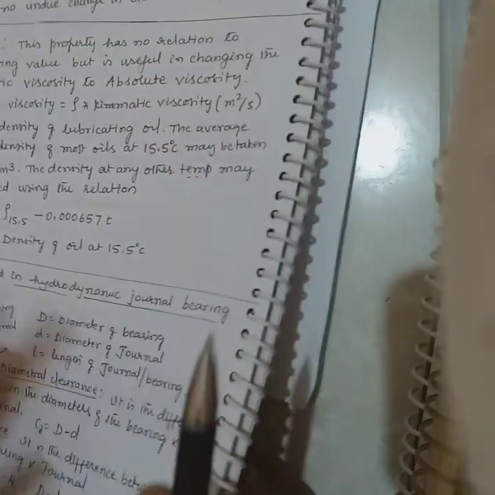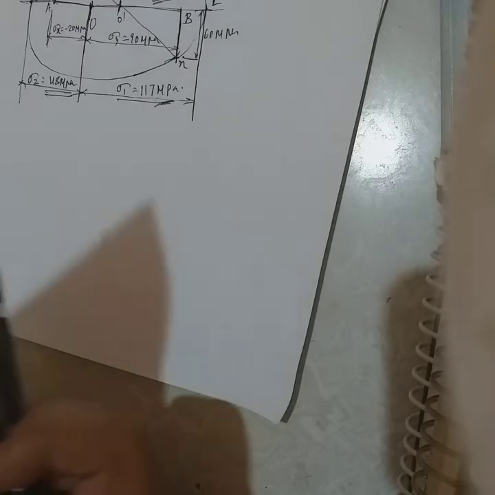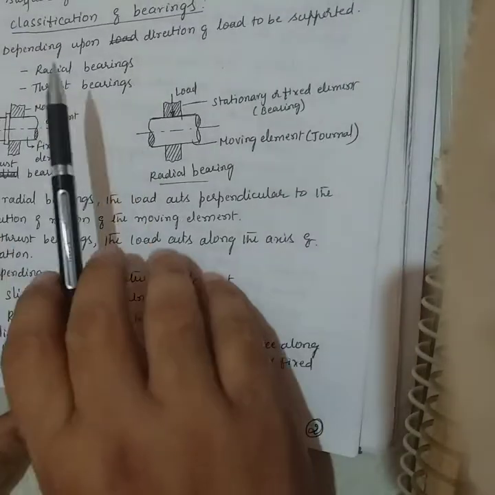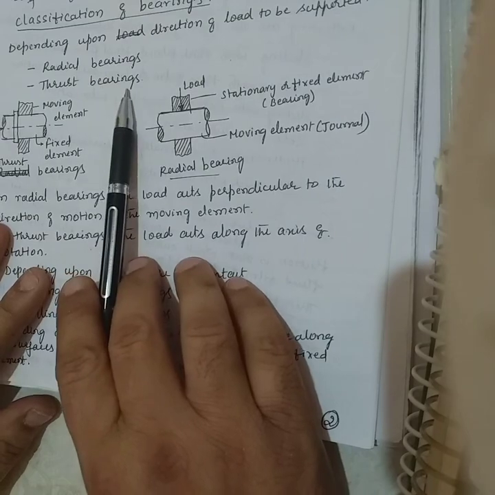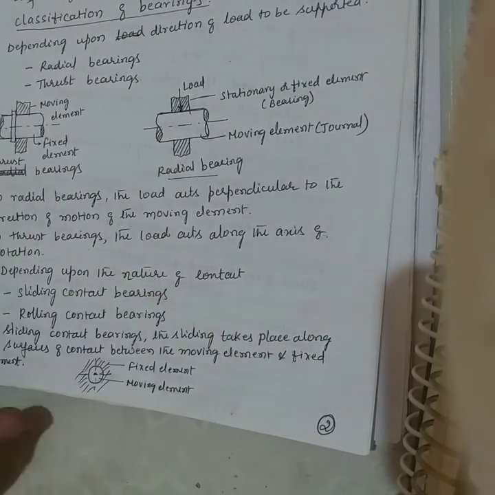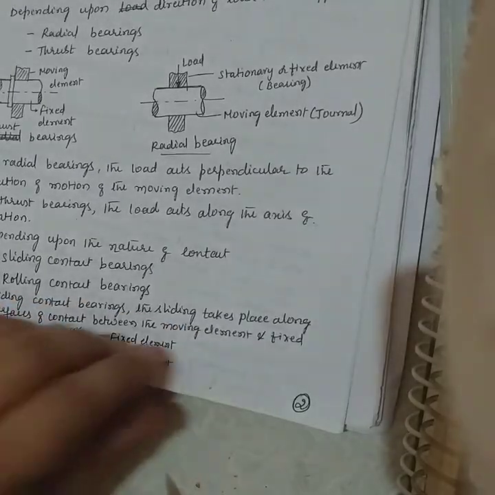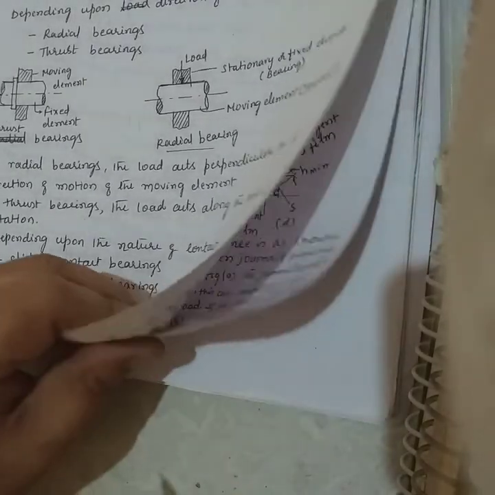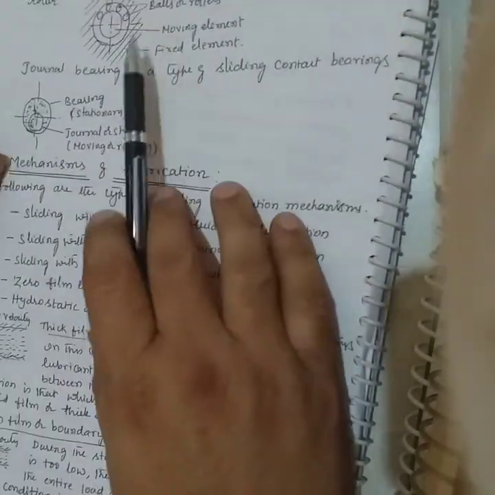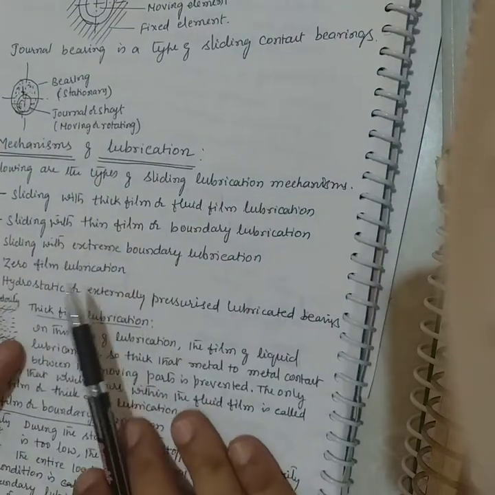Fine, let's recap what we have learnt now. Essentially, we learnt about the classification of bearings, that is radial bearings and thrust bearings. Radial bearings are subjected to radial load, thrust bearings are subjected to axial load, and then we have sliding contact bearings and rolling contact bearings. Rolling contact bearings we have learnt about sufficiently in our previous discussions in the class.